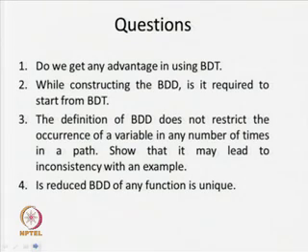Now, just look at some very simple questions I am giving to you. First question: do you get any advantage in using BDT, binary decision tree? We are saying that we are going to look for a data structure which is going to give us a compact representation of the Boolean function. I have mentioned BDT, binary decision tree. Now, do you get any advantage from your BDT?